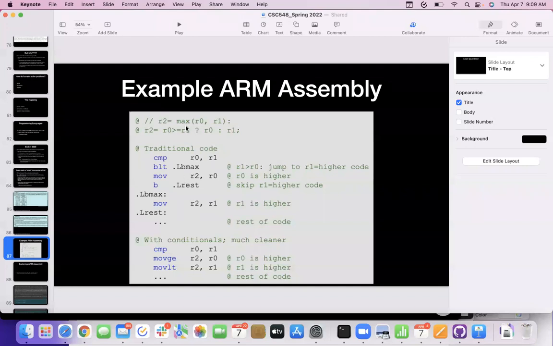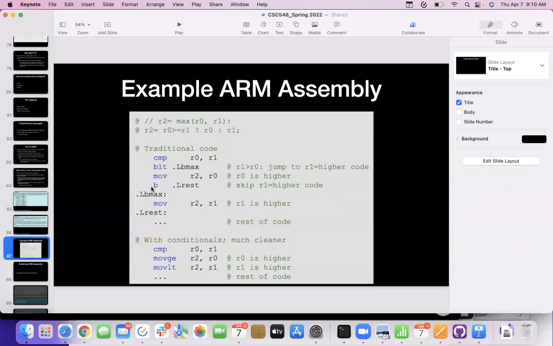Following the logic we're doing here, here's the function we're trying to solve, and they even show it to you up here: R2 is going to be equal to the maximum value of R0, R1. That's what this code does. We compare the values, and we branch if less than down to here. So if R0 was less than R1, put R1 into our answer, R2. Otherwise, if we didn't branch, we move to the next line and put R0 into R2, because it must have been the bigger value.